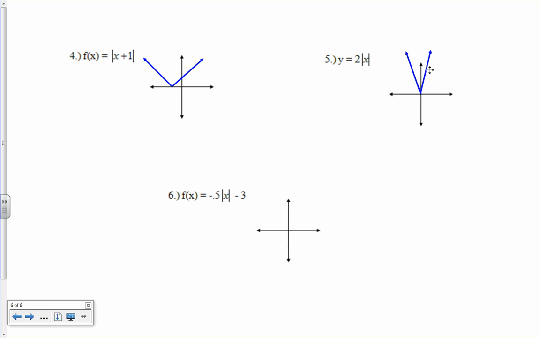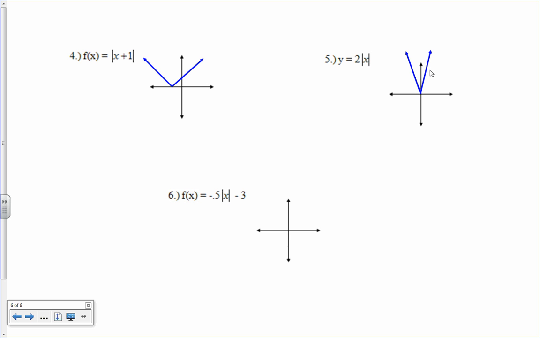Okay, a bunch of things happening on 6. Can anybody tell me just anything that's going to happen on 6? It's going to go down 3, I agree. It is going to be a V, not what I was looking for, but yeah. A wider V because it's, not because it's a negative, because it's a half, 0.5. What's the negative do? Upside down, okay, reflects it over the x-axis. Very good.